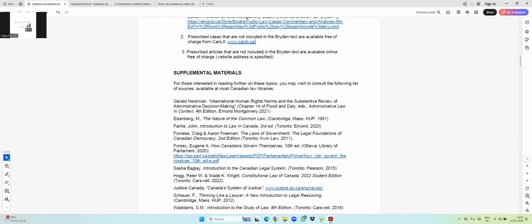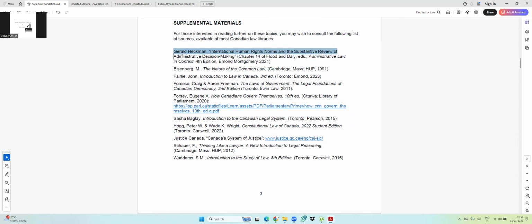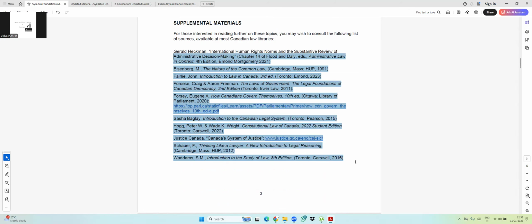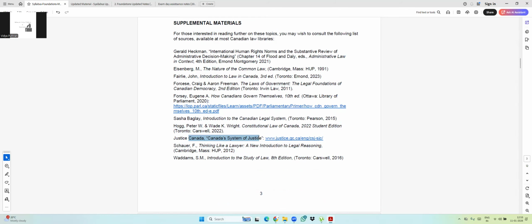Then articles are not included in the text, so that's why these are additionally given. Those are available free of charge online, so we also have to include them while preparing our notes. Then there are supplementary materials also. So what we have to do is, I have read this particular material.